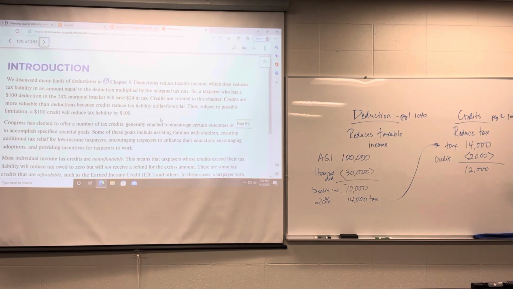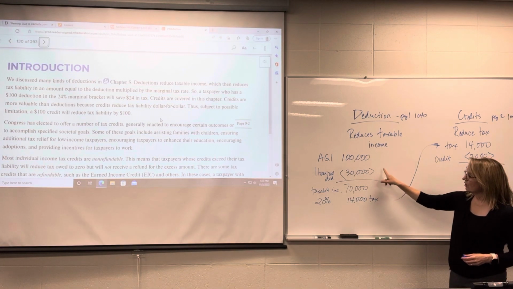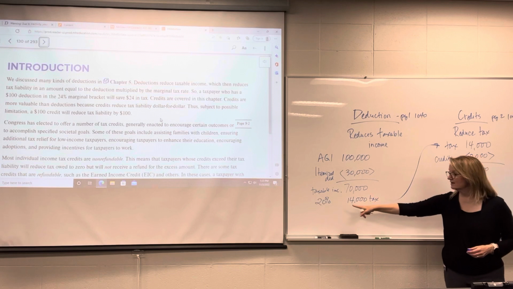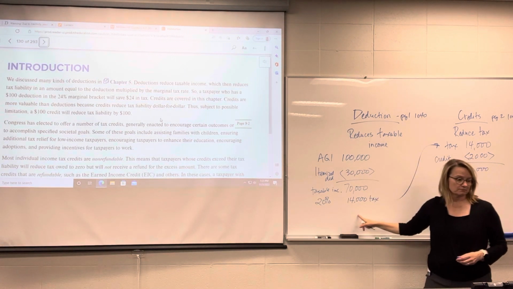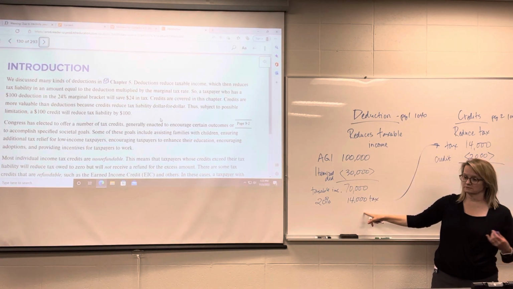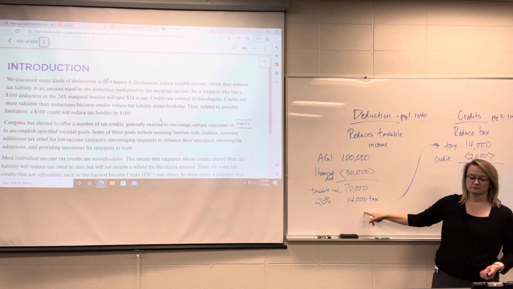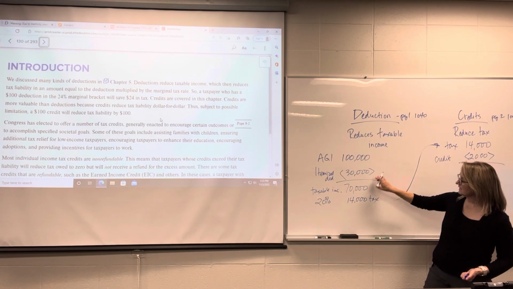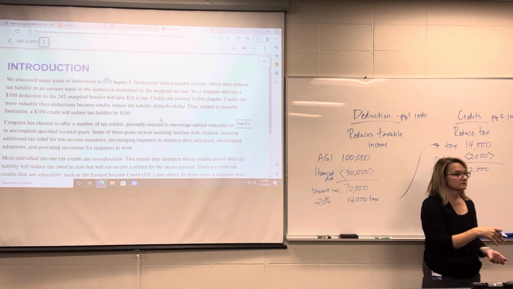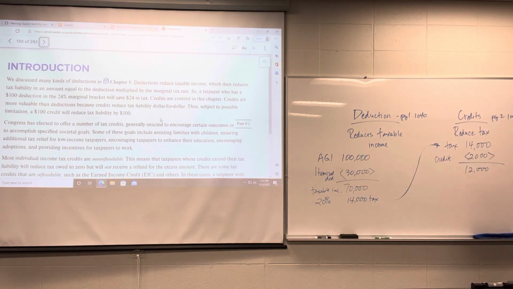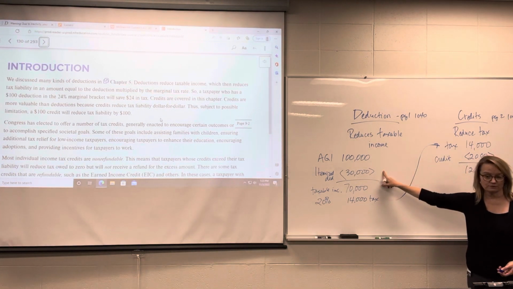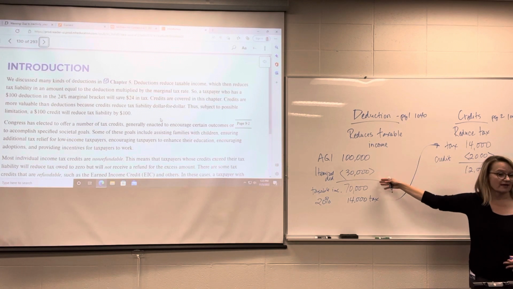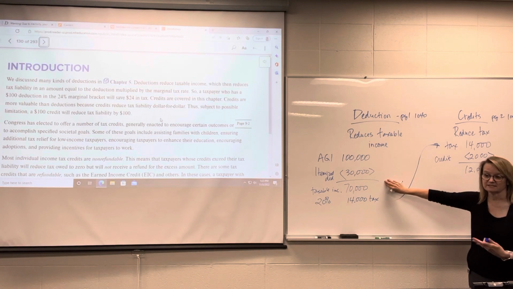That credit reduces dollar for dollar our tax. Deductions only reduce our tax by whatever percentage is applied to them, whatever our tax rate is, right? So this $30,000, if we multiply that by 20%, $6,000 is the tax savings from that $30,000. So it's only a percentage of that $30,000 that we actually get in tax savings.